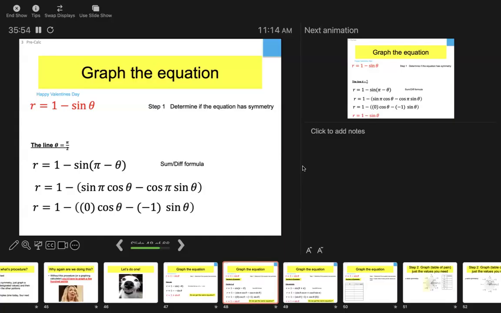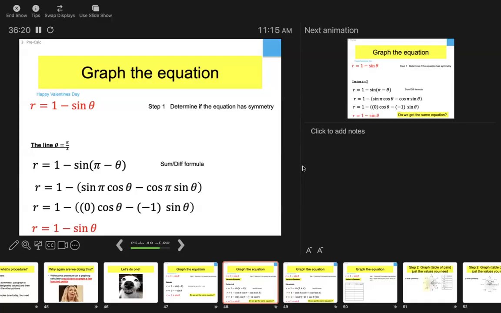Well, zero times cosine theta is just 0, so you're left with 1 times sine theta, but I still have this negative on the outside. These two negatives right here are going to turn positive, but I still have this negative on the outside. So it's going to turn into that. Is that the same as this? Yeah. So therefore it does have pi over 2 symmetry.